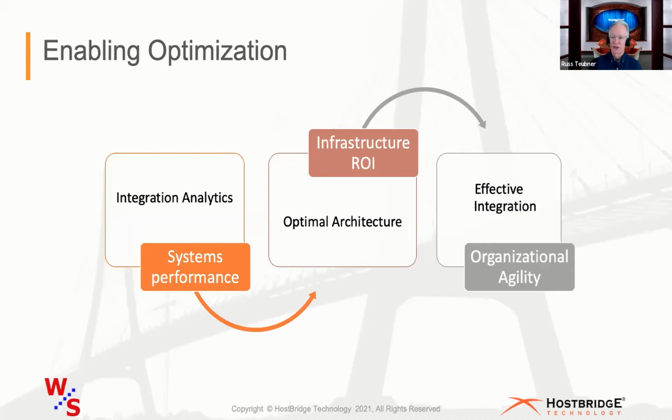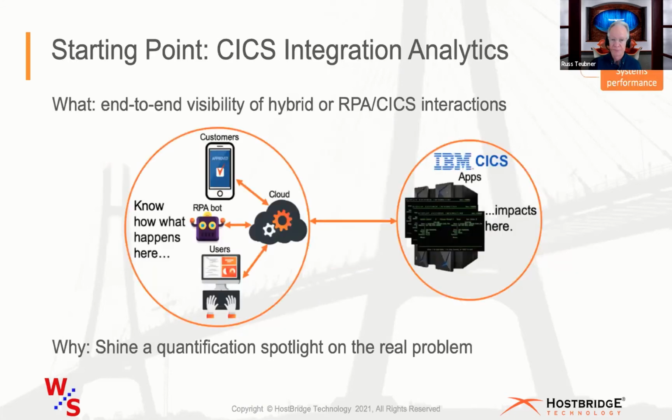That then drives the achievement or the definition of an optimal architecture, which then in our view, drives or promotes effective integration on the backside, which we believe is the cornerstone of creating an organization that is more agile, whether it's on the supply side or the demand side of their business. Jerry, let's go to the next slide.